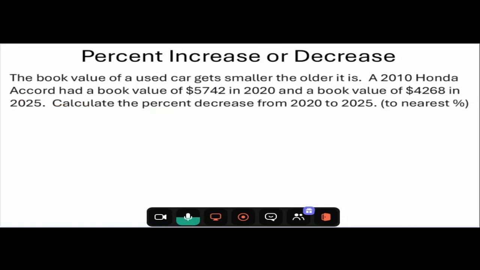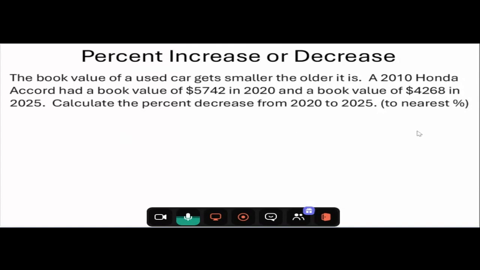And we got one more. The book value of a used car gets smaller the older it is. I looked up these numbers too, actually. A 2010 Honda Accord had a book value of $57.42 in 2020 and a book value of $42.68 in 2025. So calculate the percent decrease. Notice the value went down, so it's percent decrease instead of percent increase during that 5-year period.